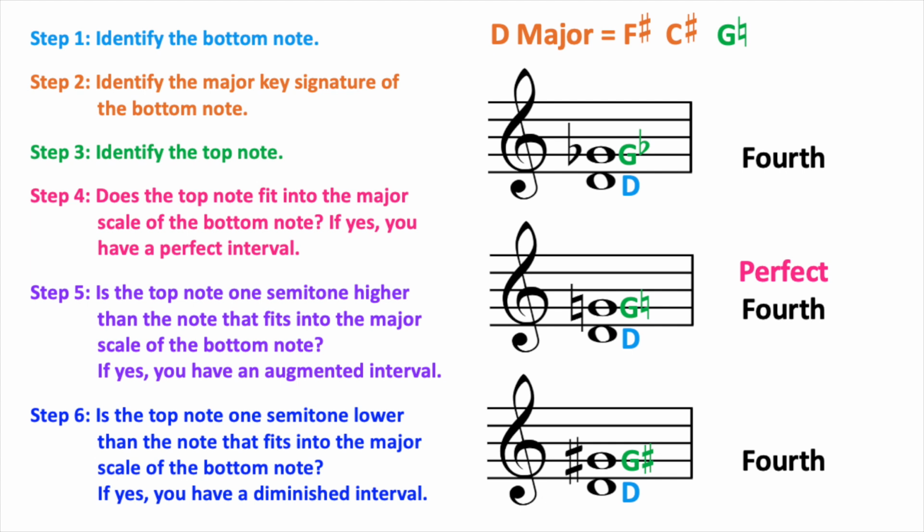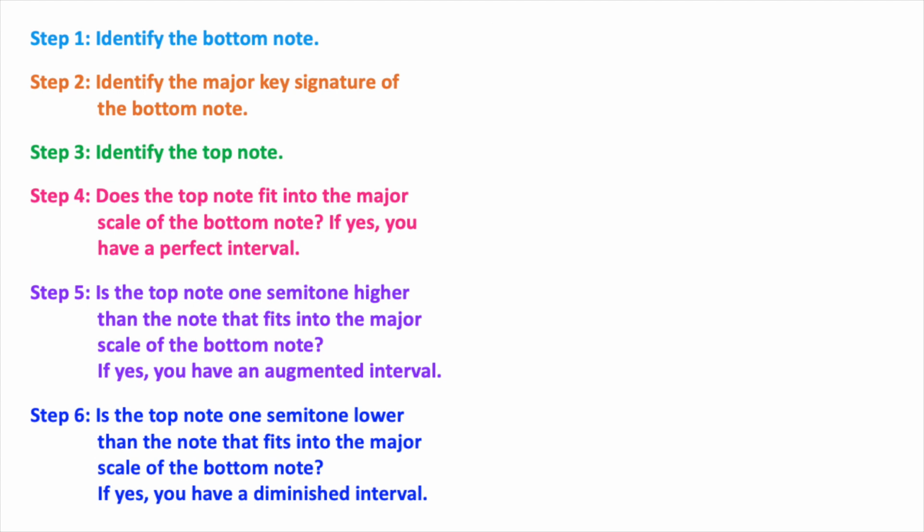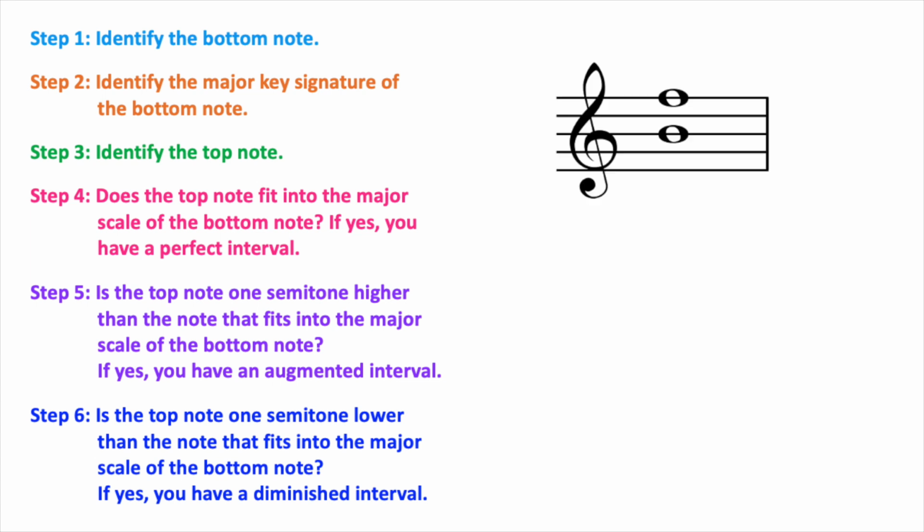G flat is obviously 1 semitone lower than G natural, so here we will have a diminished fourth, while here, where we have a D to a G sharp, we will call this an augmented fourth because G sharp is 1 semitone higher than G natural. Let's have a look at one more example to consolidate this method.